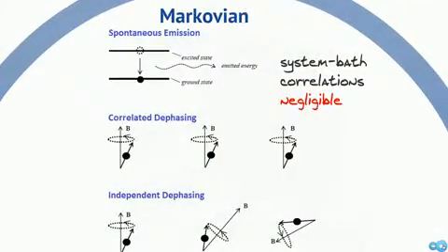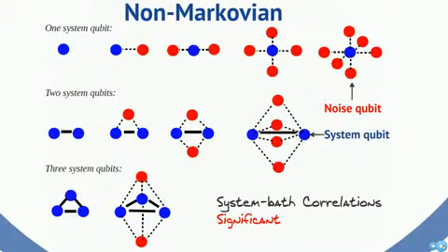In the Markovian regime, system-bath correlations decay fast, so that the environment has effectively no memory of past interactions with the system. Many physical processes are of this nature, for example the spontaneous emission of photons and phonons or collisional dephasing in atomic vapors. On the other hand, if correlations between the system and bath are significant on the timescale over which the system evolves, then the environment is non-Markovian. This is typically the case for small structured environments such as one or more system qubits surrounded by weakly coupled noise qubits, as found in solid-state systems.